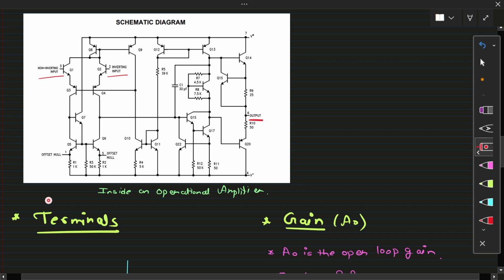Next we have the schematic diagram of an operational amplifier. This schematic diagram is of the 741. Inside this you can see many transistors and some resistors, and you can see a capacitor here. So this is what is inside an operational amplifier. Here we have the three main important terminals: the non-inverting input, at pin 2 the inverting input, and here we have the output. Let's see what we mean by inverting input and non-inverting input.